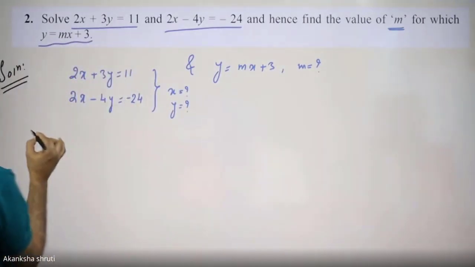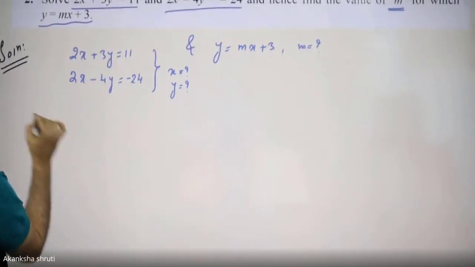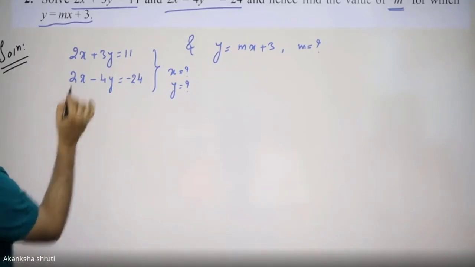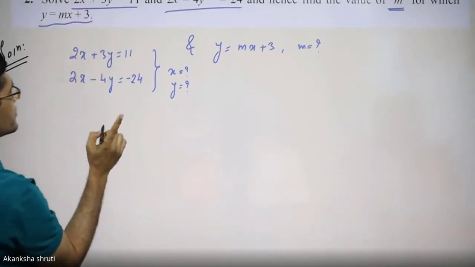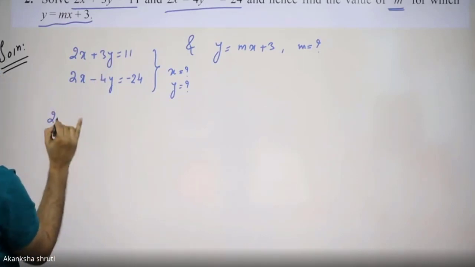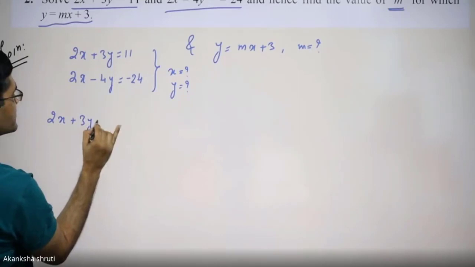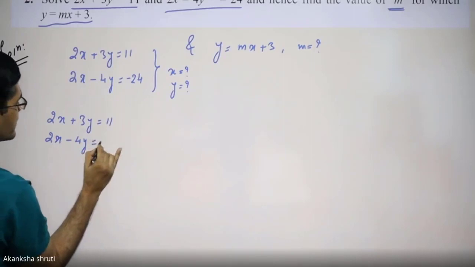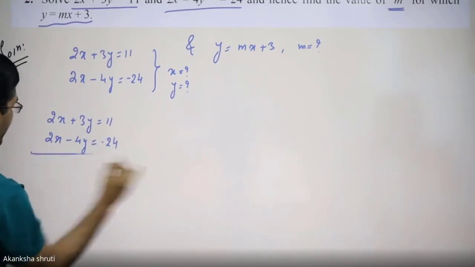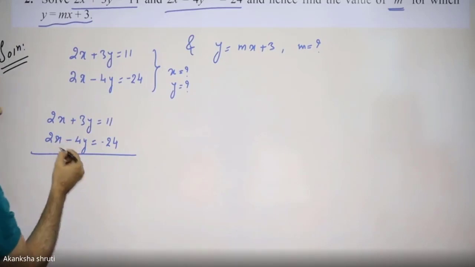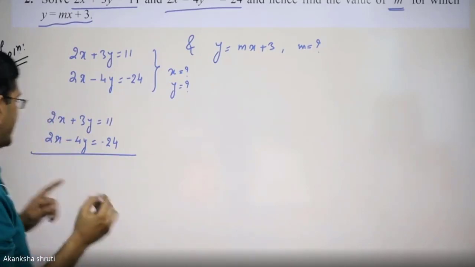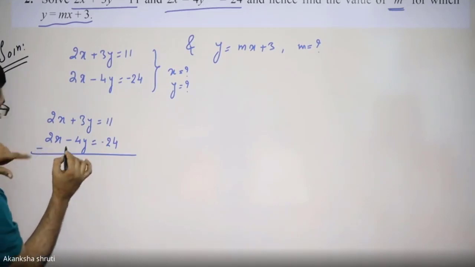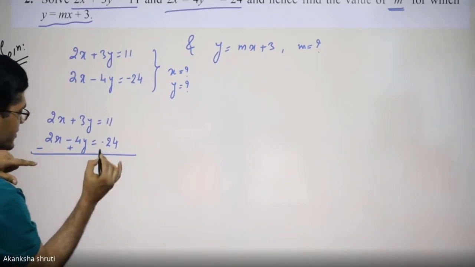So for solving this, what to do? It's very easy, students. While solving this, you need to write these two, unless or until it is stated to solve by substitution method, apply the elimination. So it is 2x plus 3y is equals to 11, and 2x minus 4y is equals to minus 24. Here x is already having the same coefficient. So the best way is just to go for subtracting because they have the same sign. So change the sign to plus, change the sign to plus.